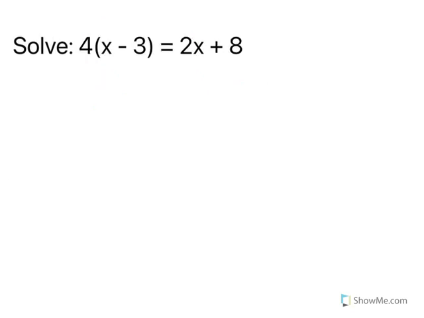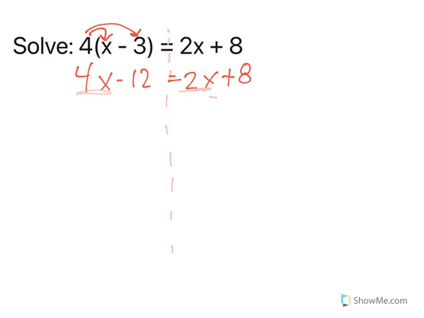Let's do one more. So I have the equal sign. Again, I see on the left side that I have parentheses. So I'm going to go ahead and distribute. So I have 4x minus 12 equals 2x plus 8. Now, at this point, you should notice that we have variables on both sides and we have constants on both sides. So I need to move all my variables to one side and all the constants to the other. And it doesn't matter which side goes where.